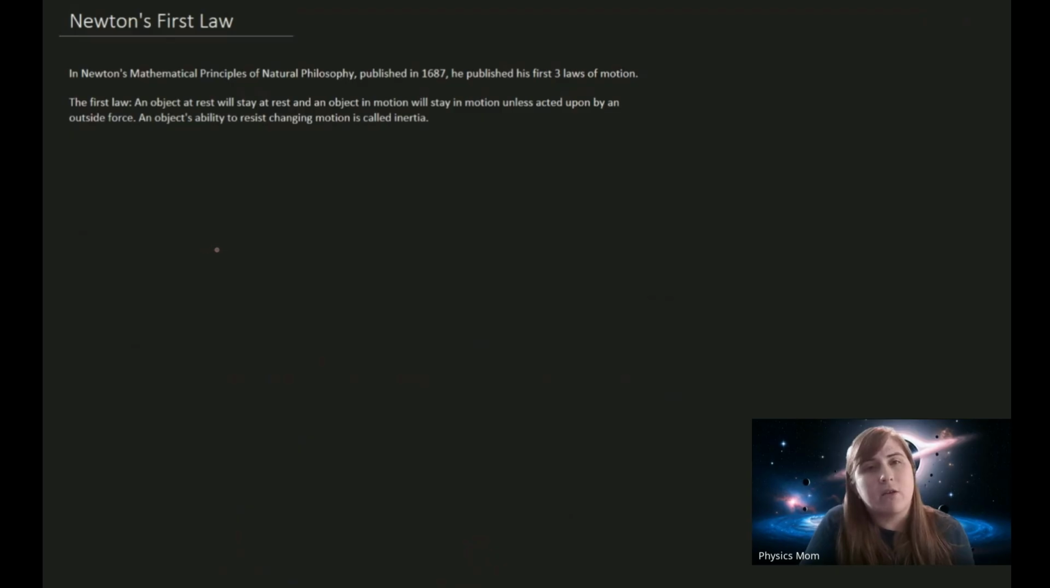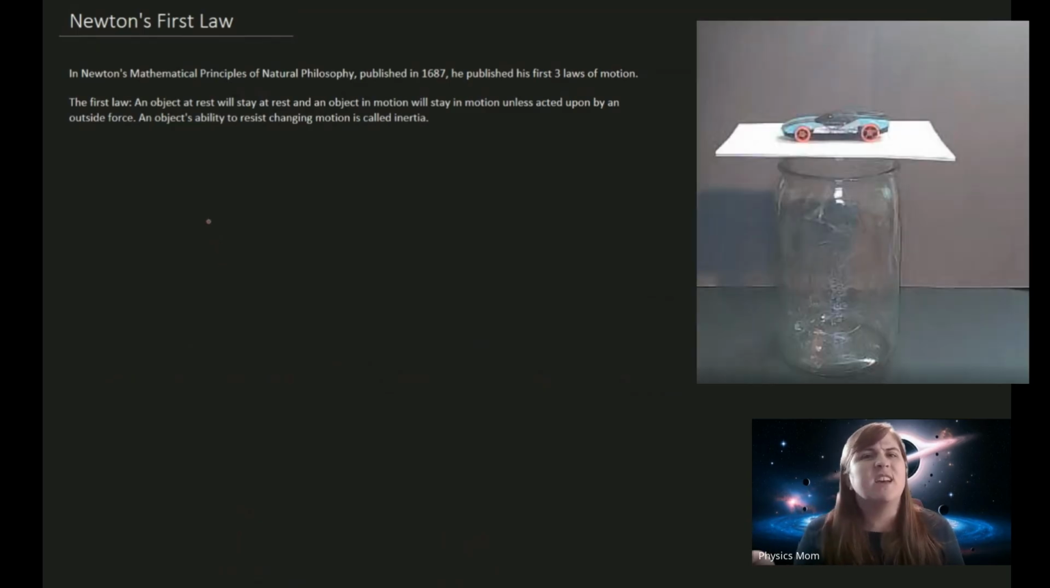So free body diagram, because us physicists are the best artists, we can represent, so let's go back to the car example. Before I've done anything to it, just while it's sitting on the paper and it's on top of the glass, I'm going to represent the car as the dot right here because I'm super good at drawing cars. And it has a force that's pulling down on it.